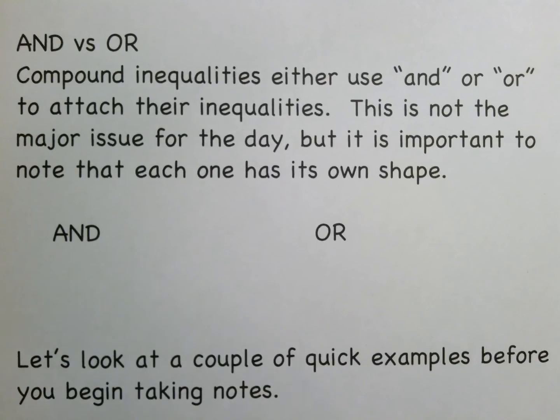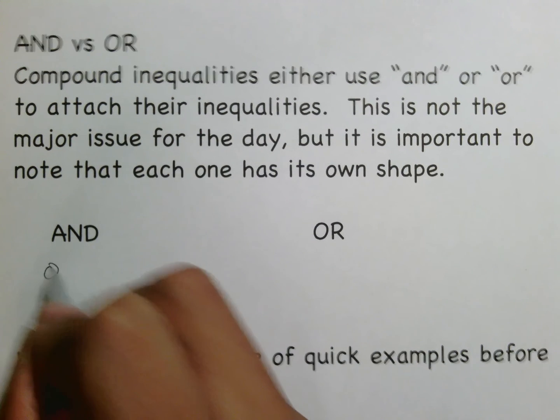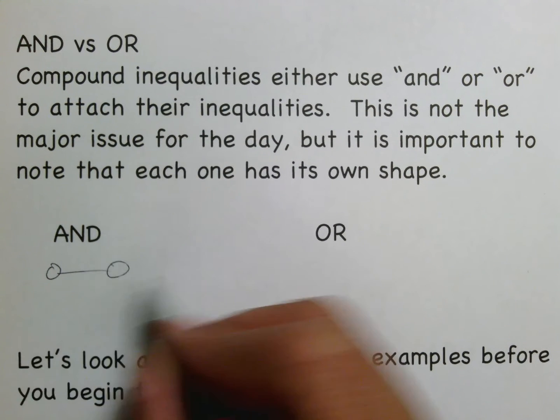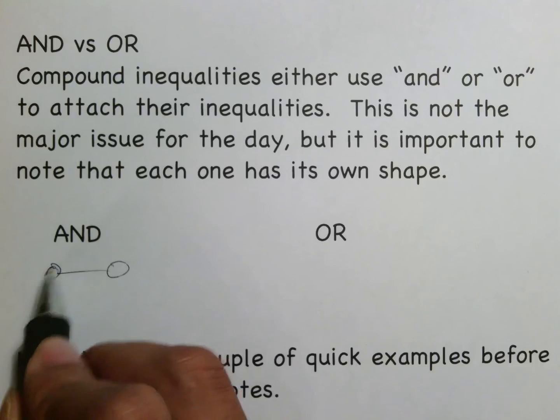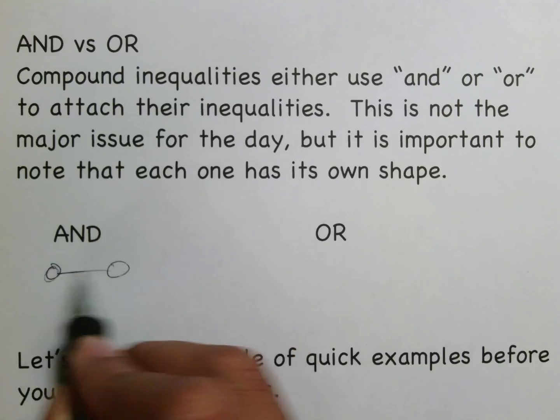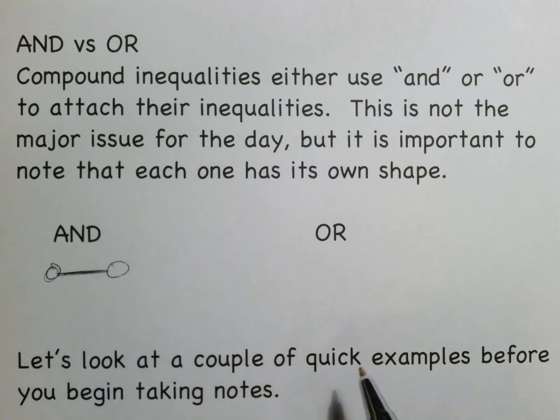Compound inequalities either use "and" or "or" to attach their inequalities. It is not the major issue for the day, but it is important to note that each one has its own shape, and you might want to jot this down just in your notes real fast. And will look like this. It's going to be pretty much a circle over here, a circle over there, which we'll talk about in a second, and it's going to be the portion in the middle.